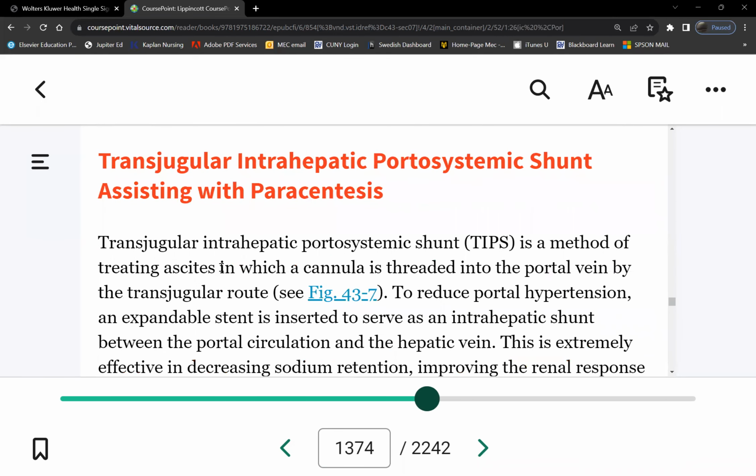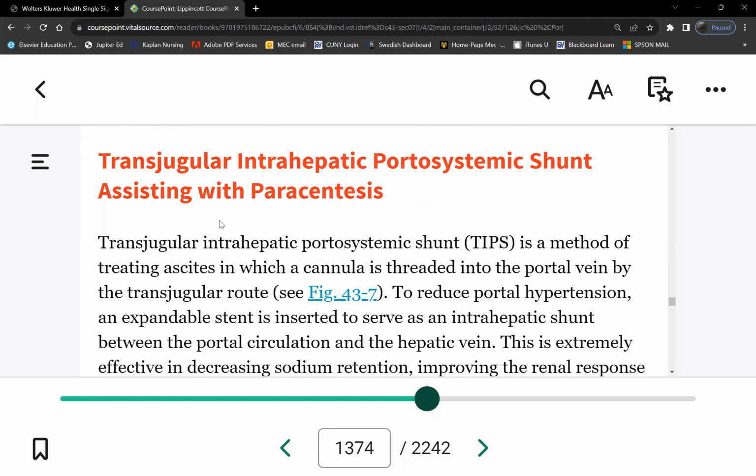Any electrolytes come out with that paracentesis? Yes, of course, you lose sodium, potassium, electrolytes. Yeah, because where did that fluid come from? The blood vessels, they leaked out. Okay, so along with it will be trace electrolytes.